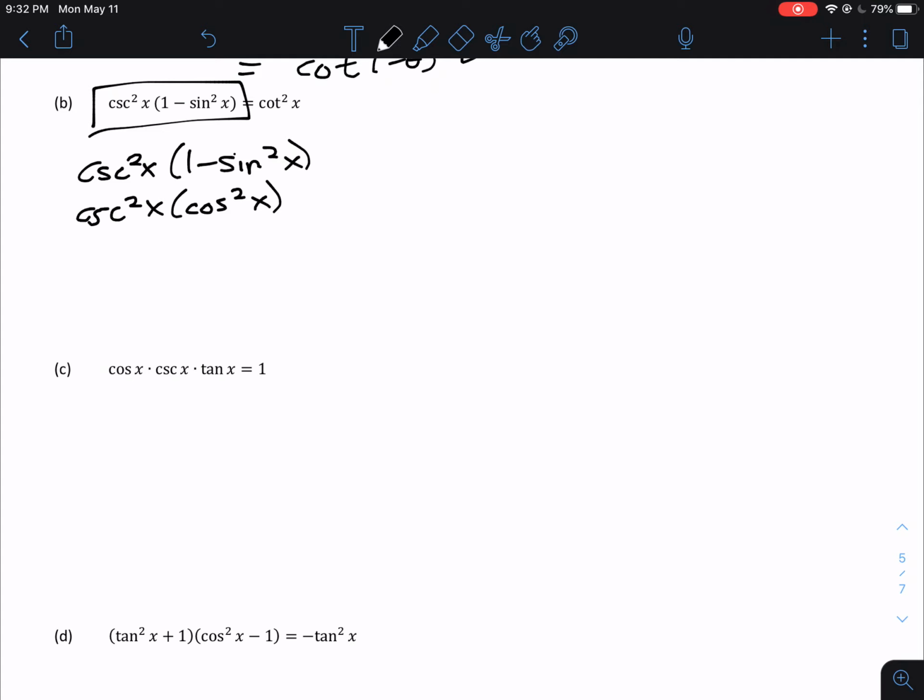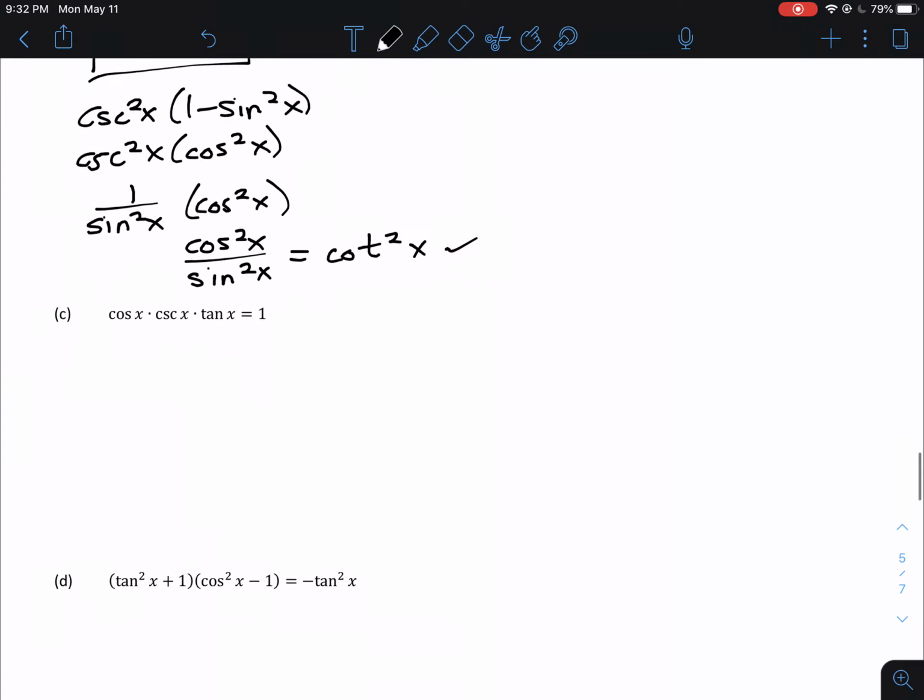So cosecant squared x would be the same as 1 over sine squared x multiplied by cosine squared x. Which then, if I put those together into a single fraction, I end up with cosine squared x divided by sine squared x, which is, when you use your special identities for cotangent and tangent, exactly the same as cotangent squared x. And we're done.